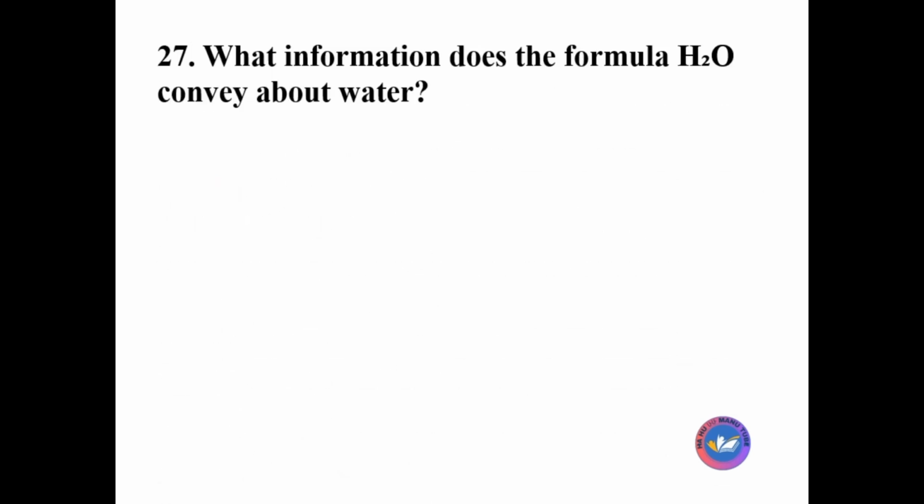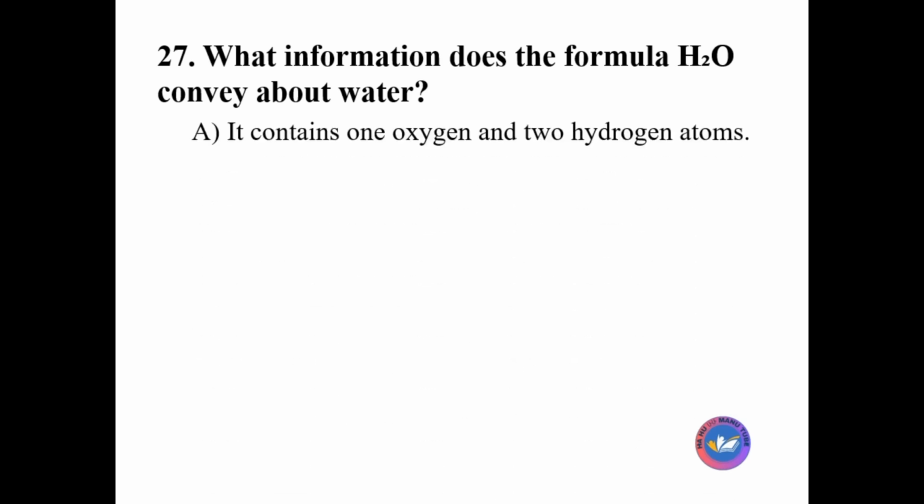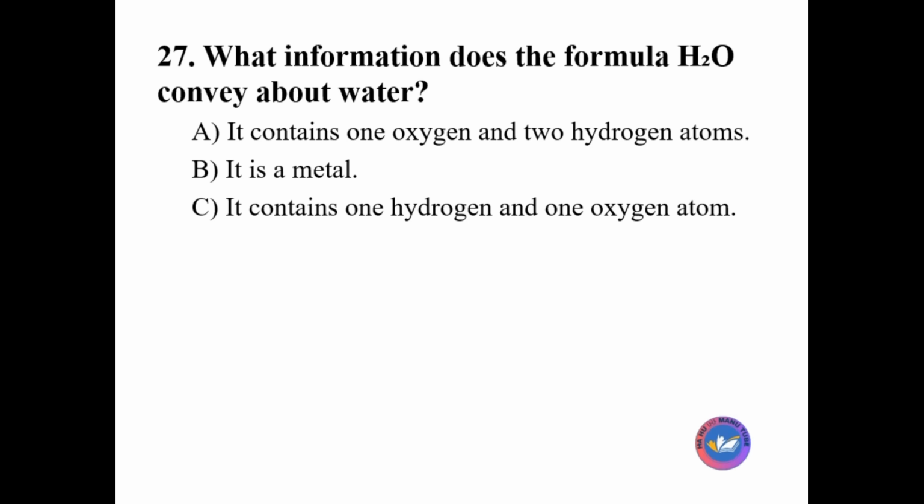Question number 27. What information does the formula H2O convey about water? A. It contains 1 oxygen and 2 hydrogen atoms. B. It is a metal. C. It contains 1 hydrogen and 1 oxygen atom. D. It is a mixture of hydrogen and oxygen.